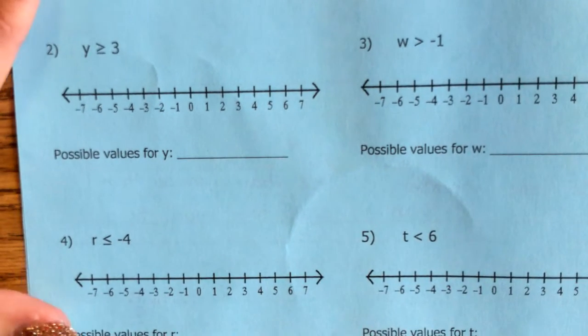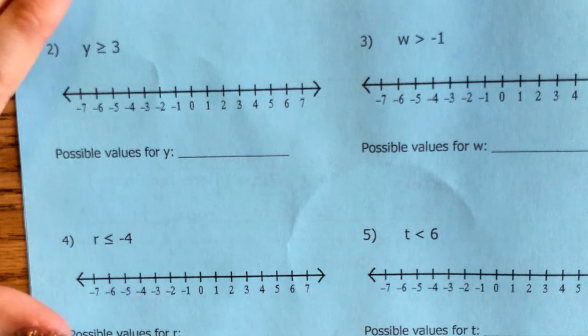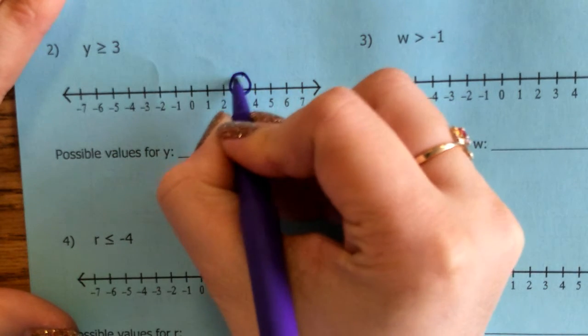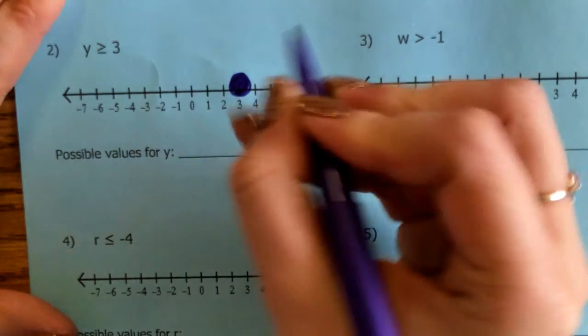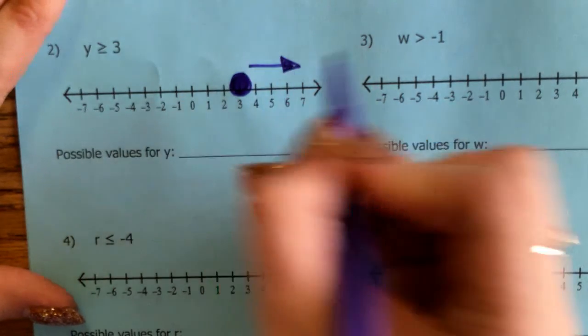Y is greater than or equal to 3. Greater than or equal, that means I've got a closed circle. I'm holding on to the 3. It is part of my answer. This is pointing to the right. It's a greater than, so that's the way my arrow goes.